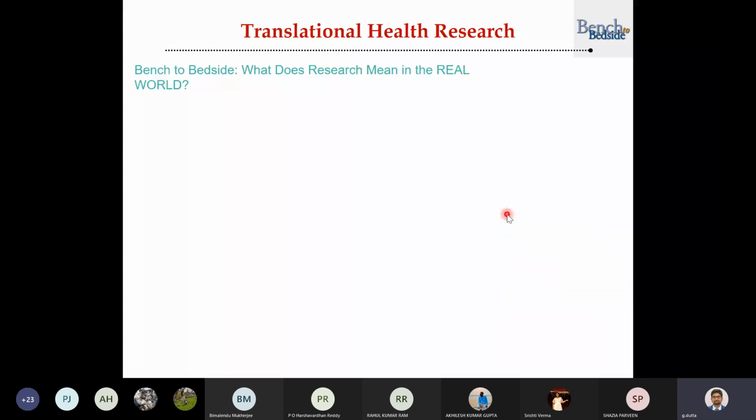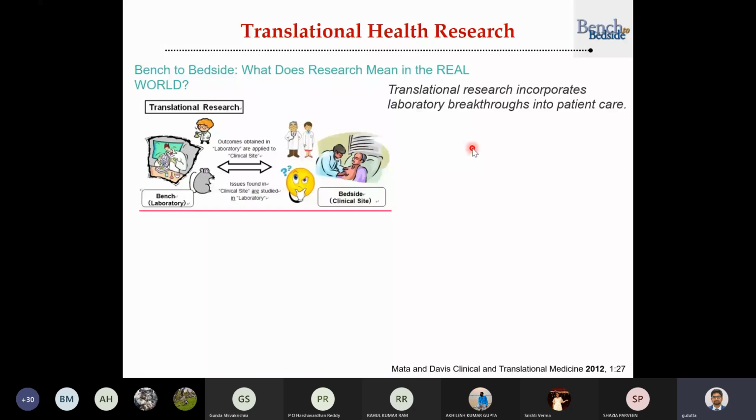I always mention this: bench to bedside. Bench means the lab where you are developing your idea, and bedside means near the patient or the end user, something they can use for themselves. So if you see the definition here, translational research means the laboratory, whatever you are doing. Generally we are testing and developing using some high-end instruments, very big benchtop, sophisticated instruments.